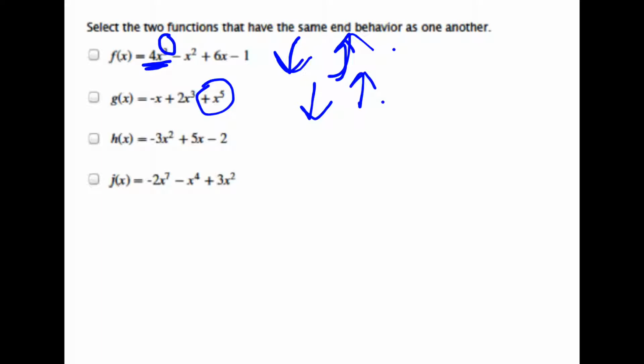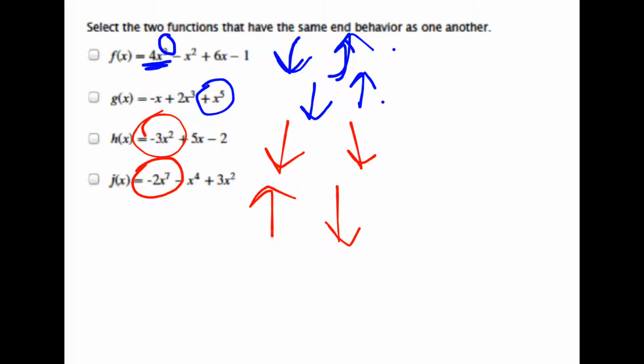This one right here is my leading coefficient, and it is negative, so the right side is going to go down. It is even, so the left side is going to go down. And then the next one, the leading coefficient is this one because it has a 7. And it's negative, so the right side is going to go down, but because it's odd, the left side is going to go up. So the two functions that have the same end behavior would be the first two.